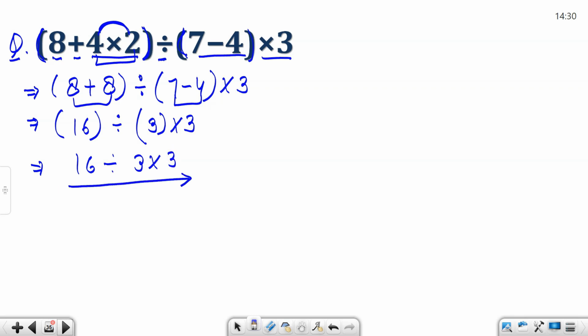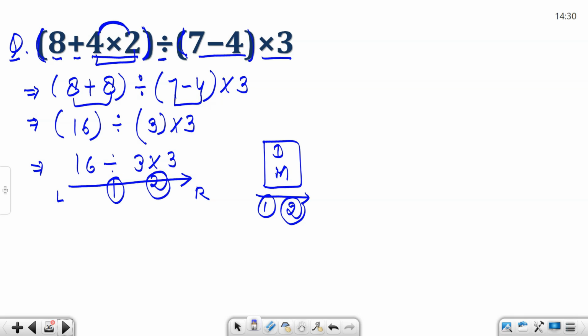Now we'll check left to right. We know that division and multiplication have the same priority, so we'll check left to right. When checking left to right, whatever comes first gets the first priority. The one that comes second will get the second priority here. We'll do division first, and since multiplication is the second priority, we'll do that next, right?